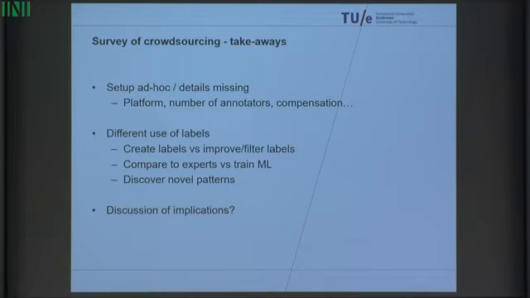An interesting thing to see, and I think a good thing, is that people use the labels in different ways. Some people only collected them and compared them to experts and said, okay, the crowd is good enough. But sometimes people saw that the crowd wasn't really comparable to experts, but if you train machine learning using those labels, or use them somehow to refine your algorithm, maybe then it would be okay.